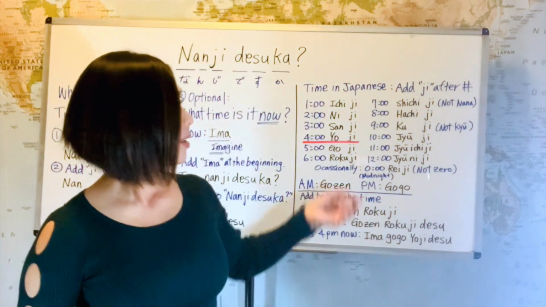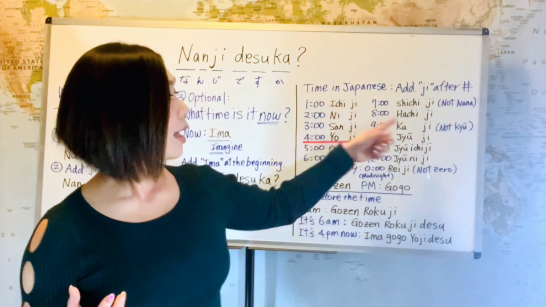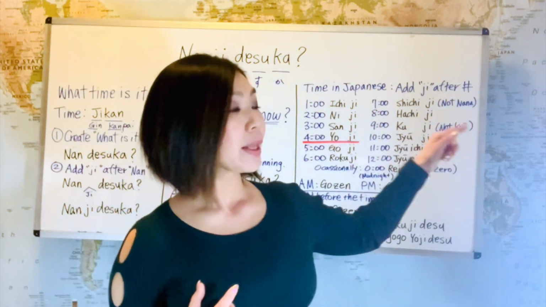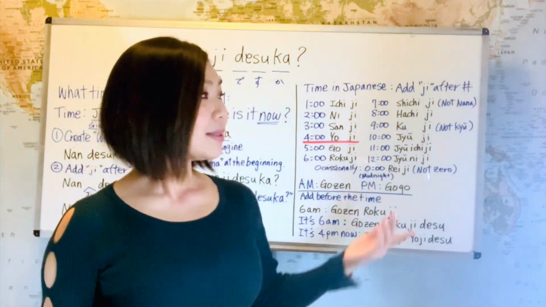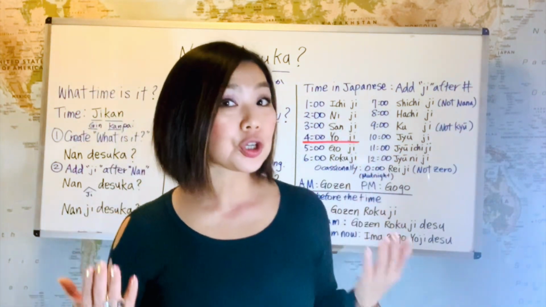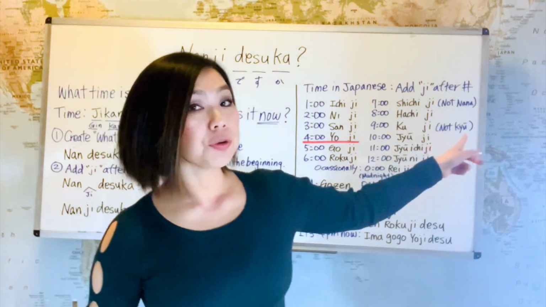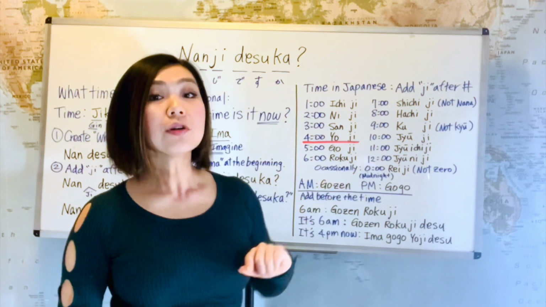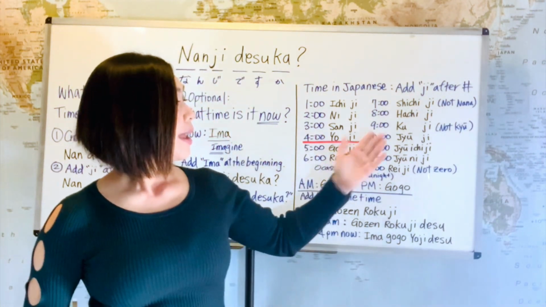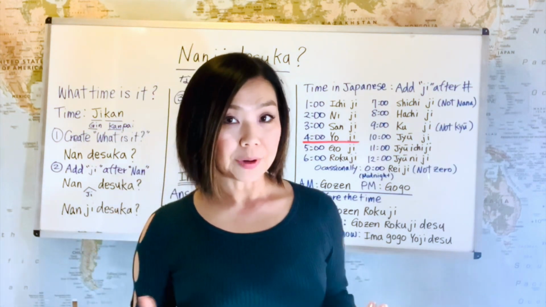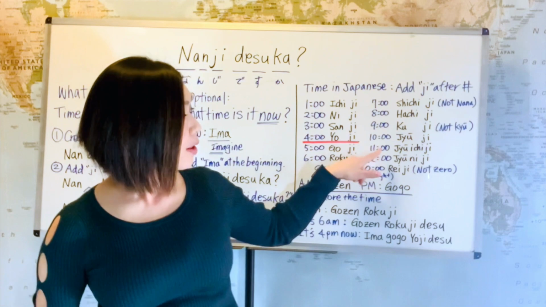Now, 8 o'clock. 8 is hachi, so add ji and hachiji. And now 9 o'clock. What's 9 in Japanese? That's kyu or ku. When it comes to time, we don't use kyu, we use ku. So kuji, that's 9 o'clock. And 10 o'clock, 10 is ju, add ji and juji.